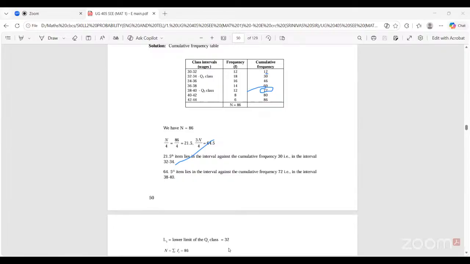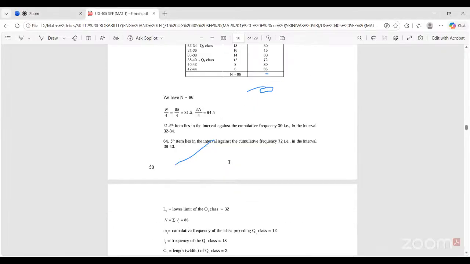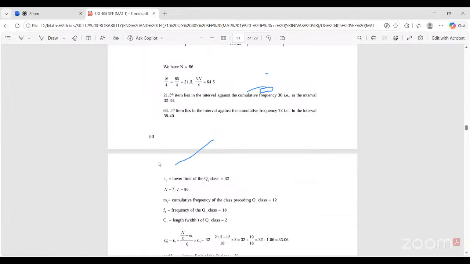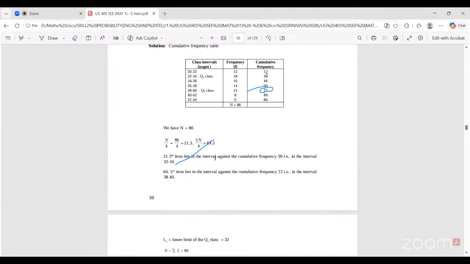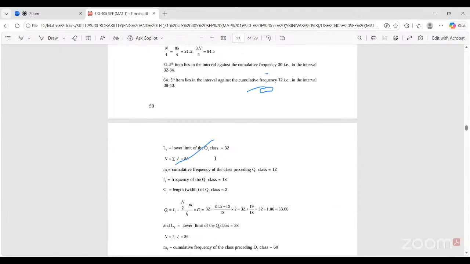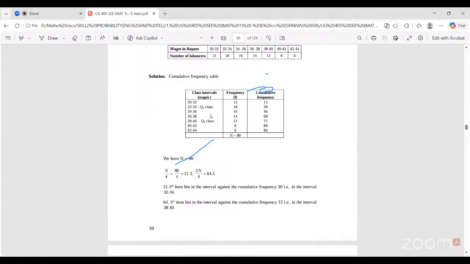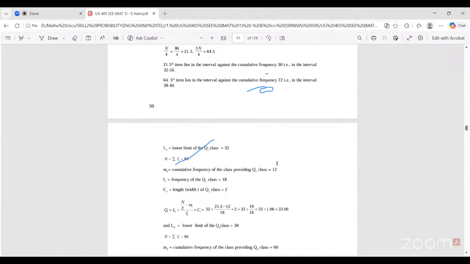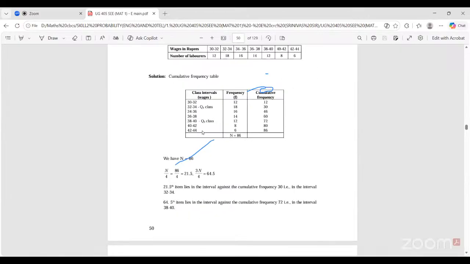The lower limit is 32. So therefore, the summation of 32 and the total summation is 36. Cumulative frequency is 12. Class frequency is 12. Why? Because 12 is the basic cumulative frequency. Above the Q1 class, 12. So the Q1 class frequency is 18. We are writing here, Q1 class is 18.